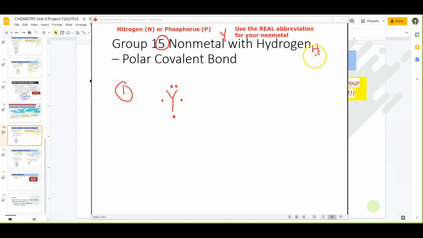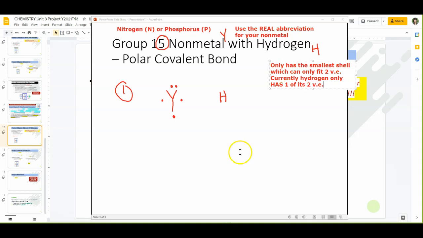And taking a look here, we're going to go ahead and draw out the hydrogen now. So hydrogen, if you've watched the other parts of this video, only has the smallest shell, which can only fit 2 valence electrons. So again, this is a little bit different than most of our nonmetals, which can fit 8 valence electrons, the octet rule. And currently hydrogen only has 1 of its 2 valence electrons. So it does eventually want another valence electron. So we're going to go ahead and just draw it with its first valence electron and see if we can get it to have both of its valence electrons through sharing.